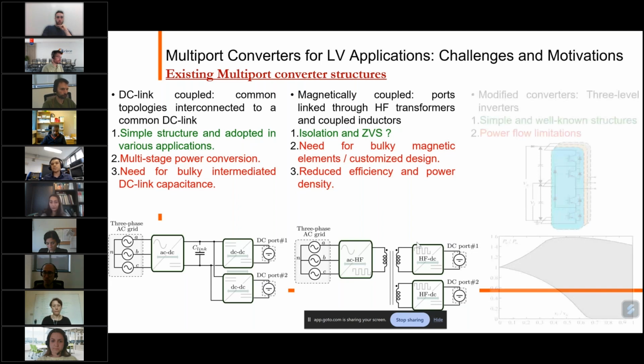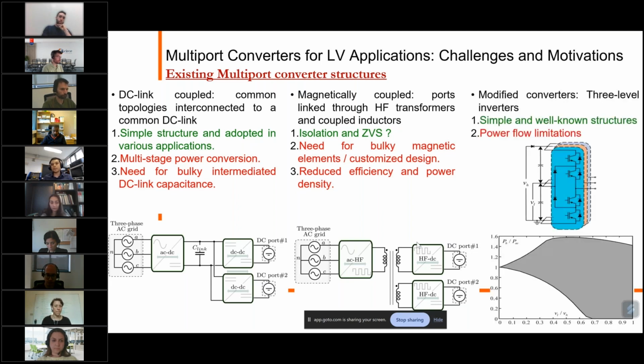And the last approach is readopting some of the multi-level converters to operate as a multiport converter, like what is presented here. A 3-level inverter is used as a multiport converter, but usually this kind of topology has a lot of limitations in terms of power flow and dependence on the voltage level.